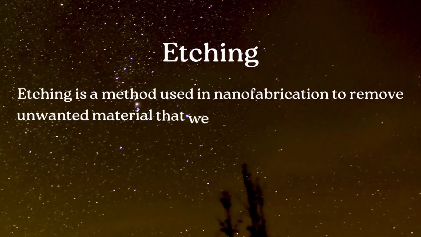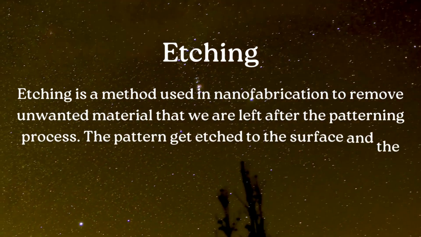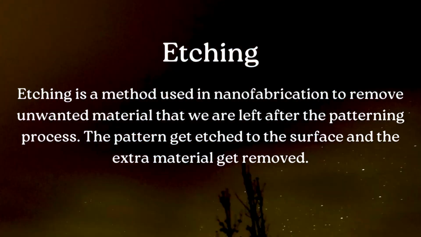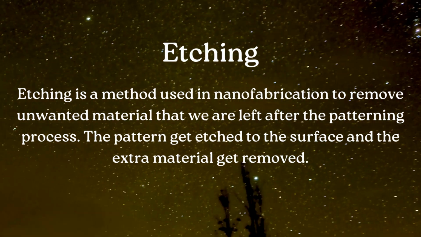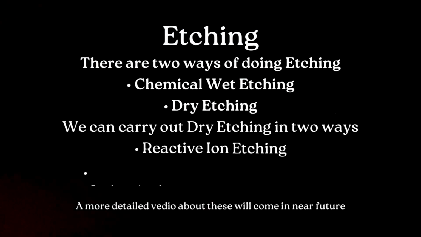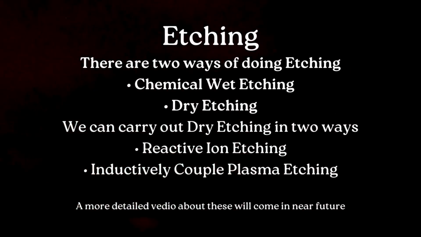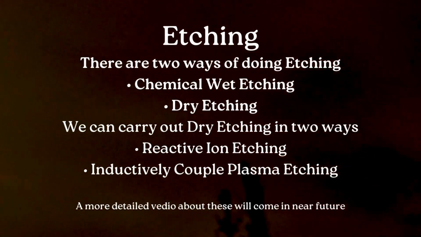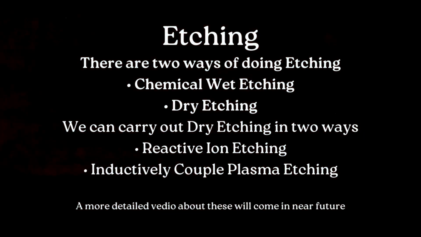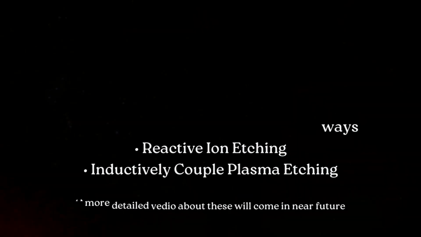Etching is a method used in nanofabrication to remove unwanted material that is left after the patterning process. The pattern gets etched into the surface and the extra material is removed. There are two ways of doing etching: chemical wet etching, and dry etching. We can carry out dry etching in two ways, that are reactive ion etching, and inductively coupled plasma etching. A more detailed video about these will come in the near future.